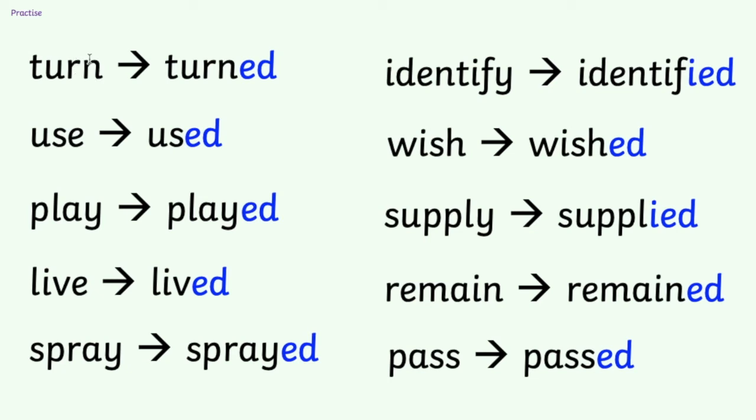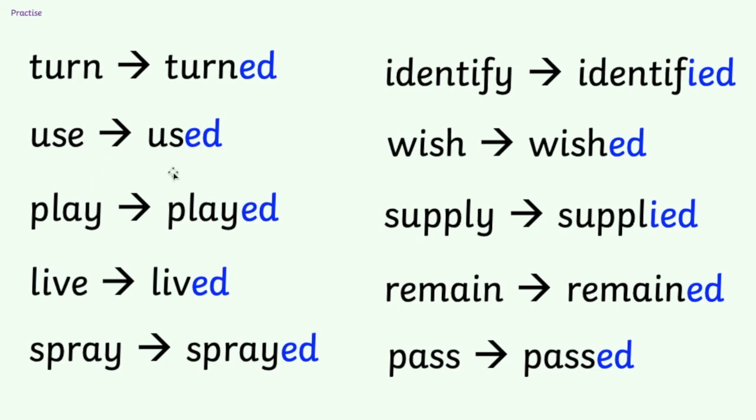This is turn, and it becomes turned. Nice and simple, we just add ed on the end. Turned. What about this one? Use. Use becomes used. But notice we didn't have to add an ed on the end because we already had the e there for us, so we just added the d on the end. The e was already there. What about this one then?